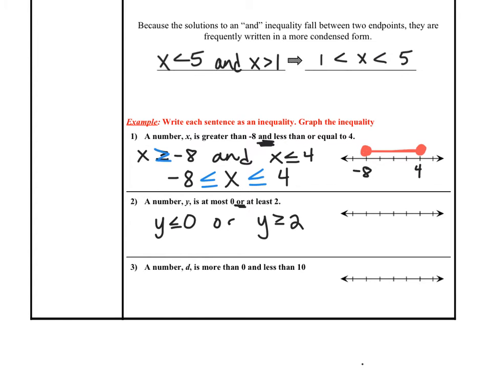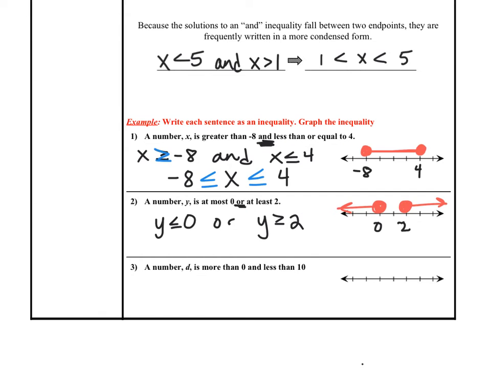Let's graph at 0 and 2. It's going to be less than or equal to 0. That's a solid circle left. And greater than or equal to 2. Solid circle to the right.